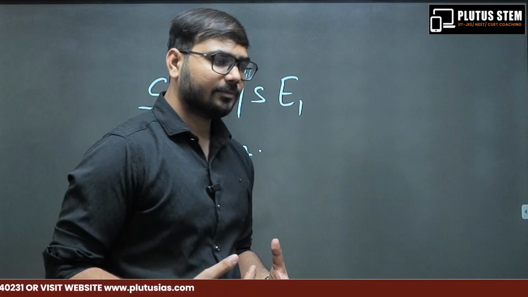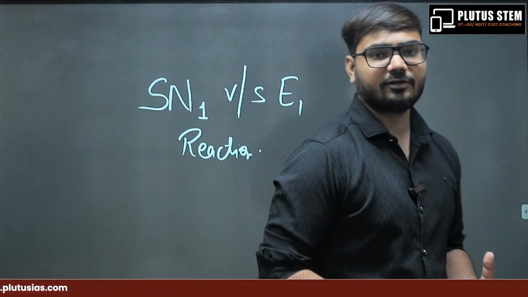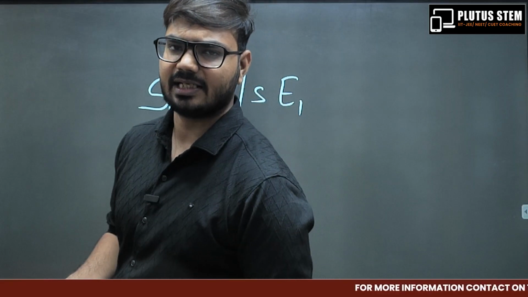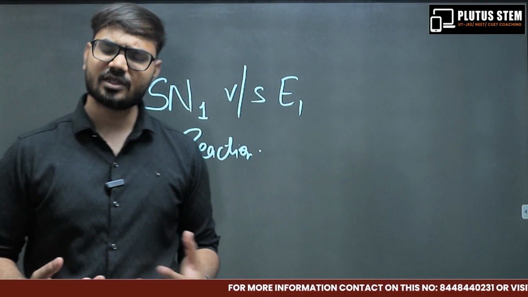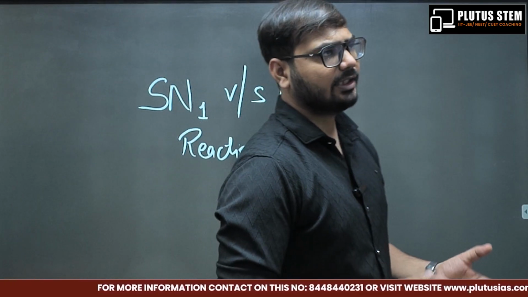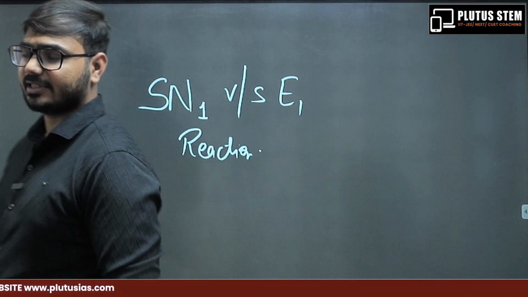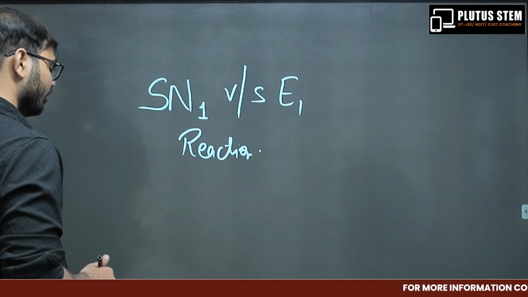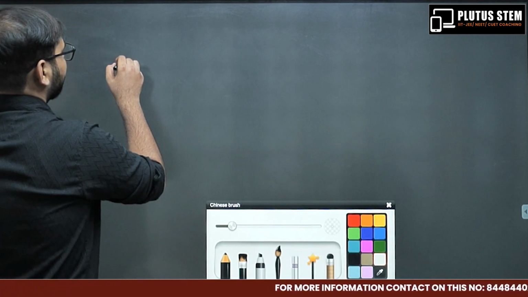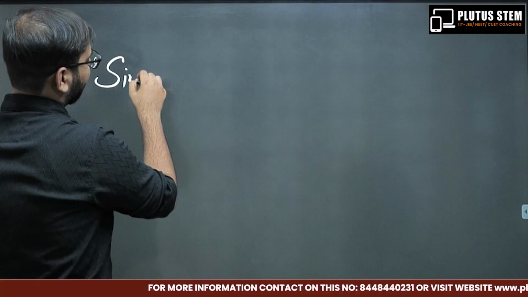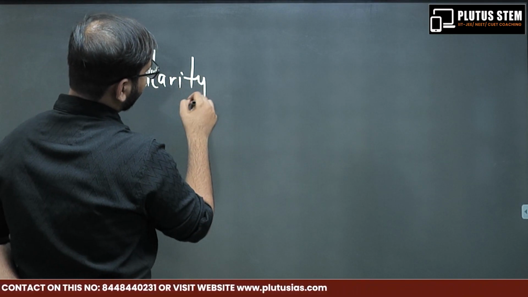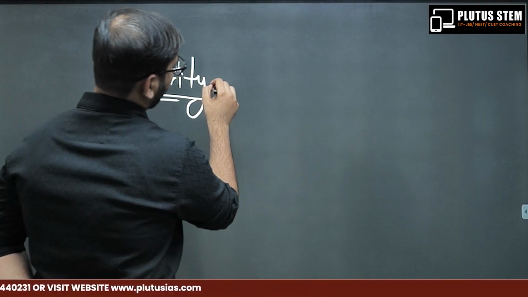Now, the factors that affect whether an SN1 or E1 reaction will occur are exactly the same as in the case of E2 and SN2. But here there will be a little variation since we are using a different mechanism. So first, why are we comparing them? We are comparing them based on the similarities in the way they proceed.